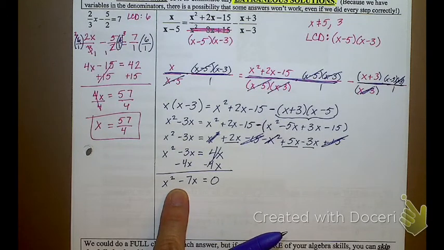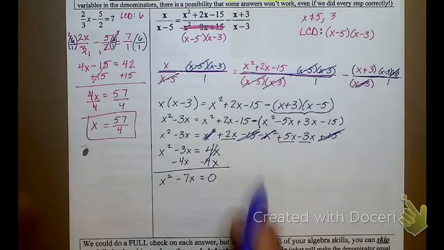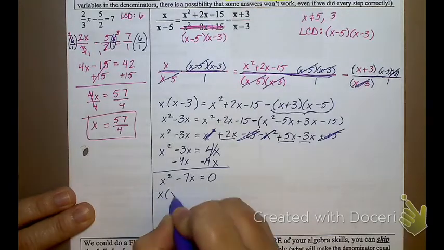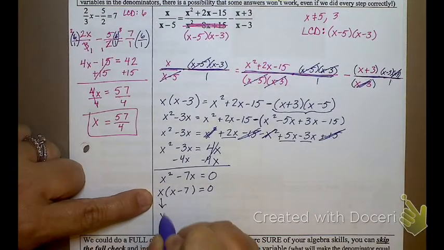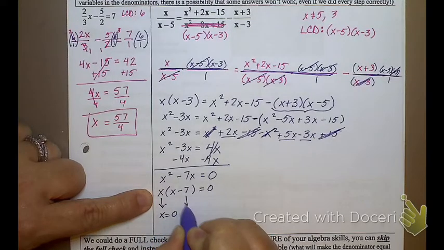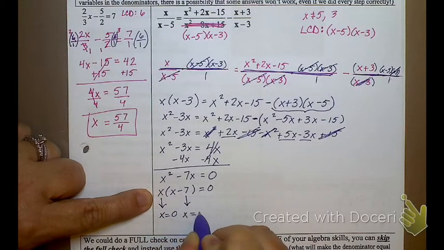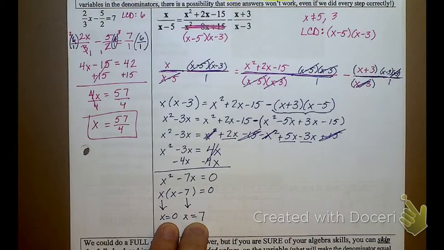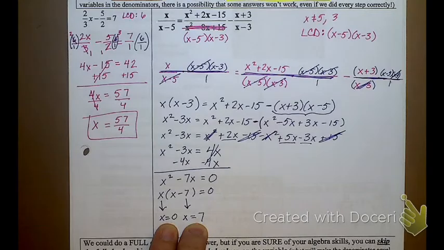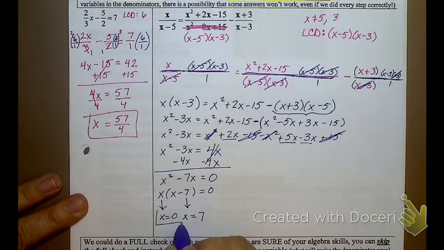Extraneous? Extraneous is not a type of factoring. This is just GCF, taking out what they have in common, right? So I get what from here? I get x equals 0. And from here I get x equals 7. Were either of those two numbers excluded values? No. So both of those answers are valid.